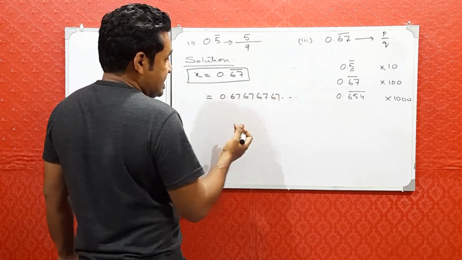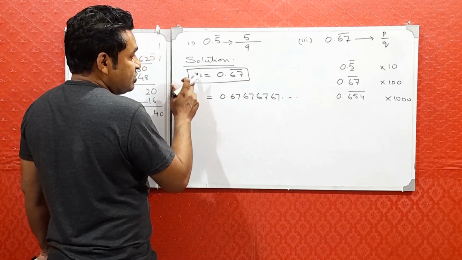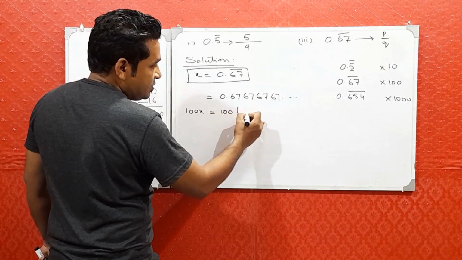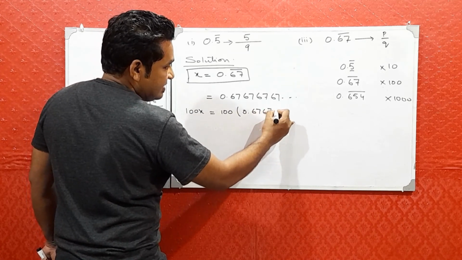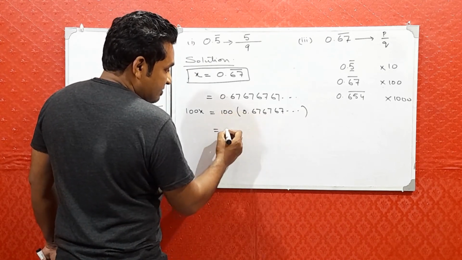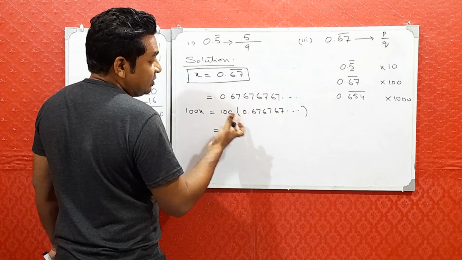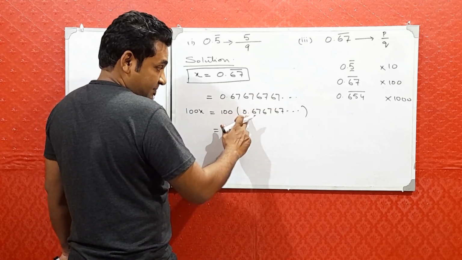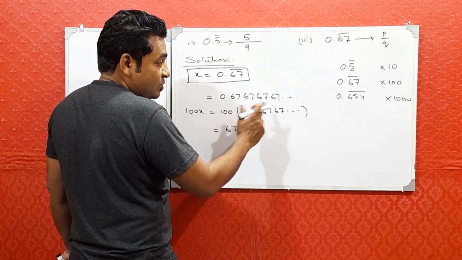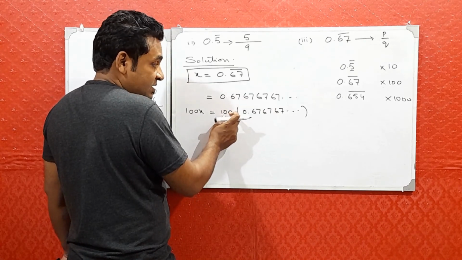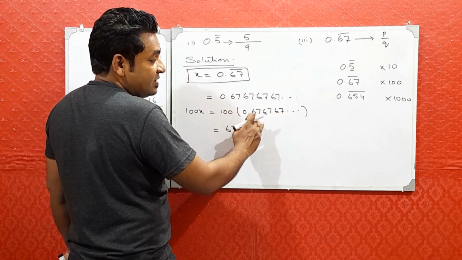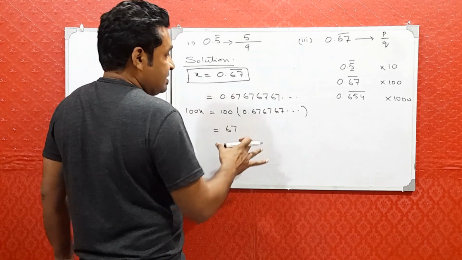Now multiply both sides by 100. When you multiply x by 100, it becomes 100x. And write here 100 times 0.676767 and so on. Now when you multiply 100 by this number, you can even check it on a calculator. We just shift this decimal 2 digits ahead because we are multiplying by 100. If we multiply by 1000, we shift the decimal 3 digits ahead. If we multiply by 10,000, we shift the decimal 4 digits ahead. This is a rule, so you can even check it on a calculator.